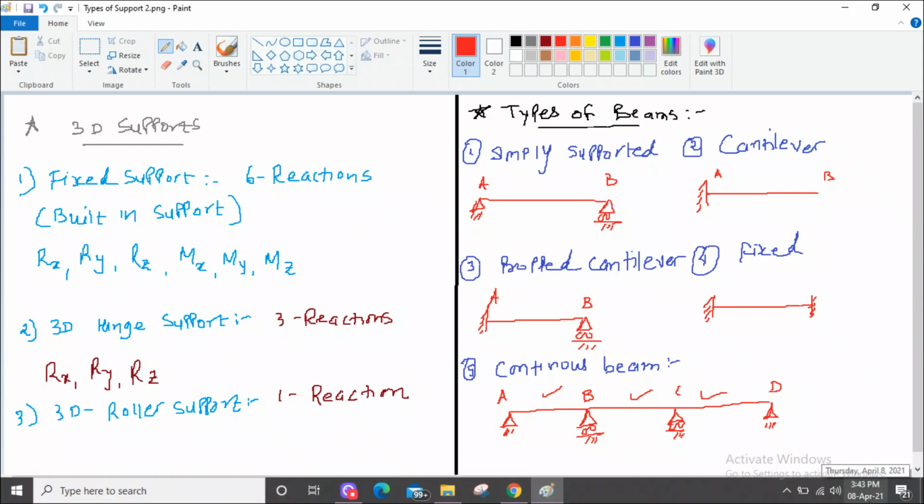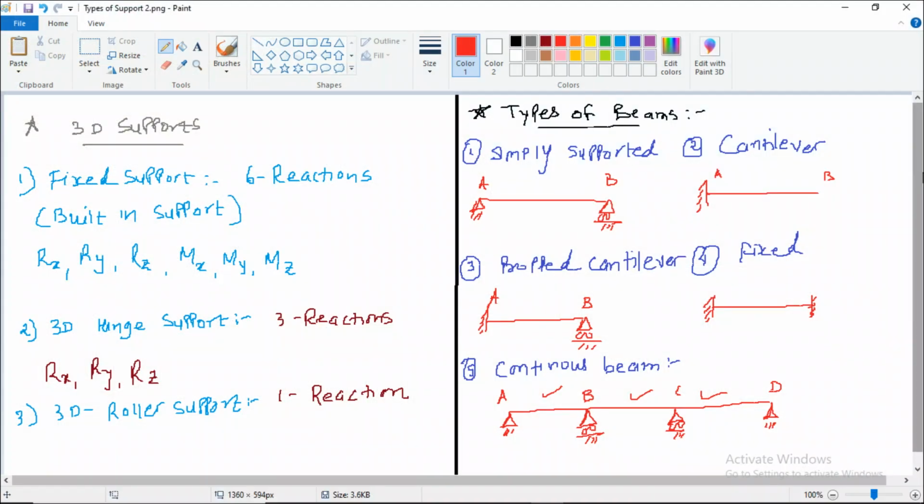So this is how the basic things pan out in the chapter of shear force and bending moment. We are going to apply the loadings on this type of beams, and we are going to find out shear force and bending moments for this type of structures.